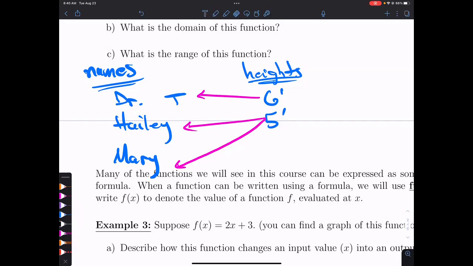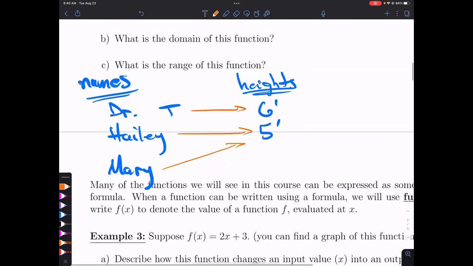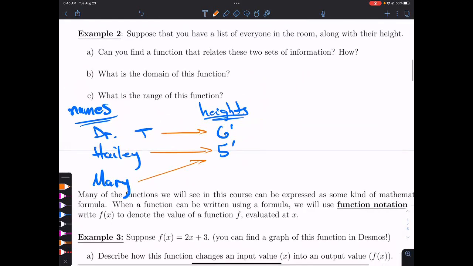So we need to pair these up this way, by matching a person's name with their height and thinking of that as the input being the name and the height being the output. So the domain, we want to be all of the names. We would just list them, right? Because there are 27 or something.